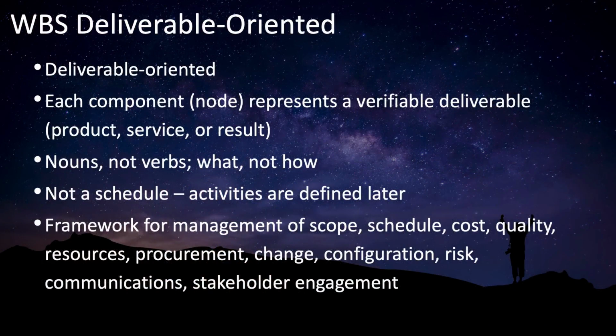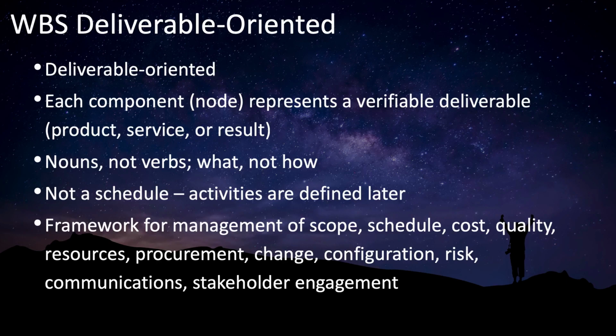A central attribute or core characteristic of a work breakdown structure is that it is deliverable oriented. This means that each component or node in the work breakdown structure represents a verifiable deliverable, that is, product, service, or result. As you saw in the previous example, it's okay and even desirable sometimes to go ahead and organize a work breakdown structure by phase, but the components within those phases need to be deliverable oriented.